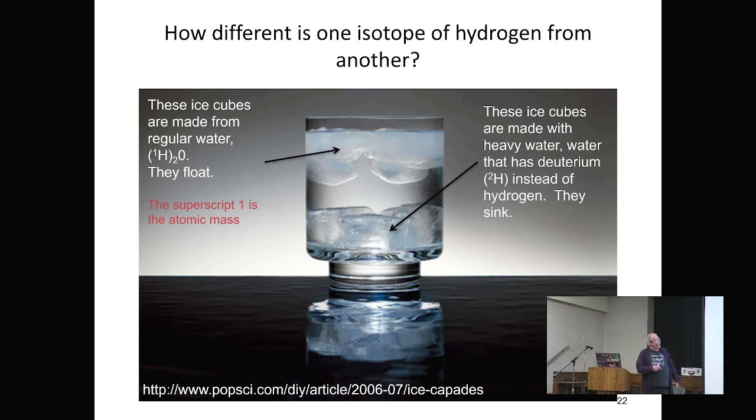If you make water out of deuterium oxide, heavy hydrogen, those ice cubes don't float in regular water. Regular ice cubes float in regular water, heavy ice cubes don't float. So there are visible macroscopic differences between elements that are different isotopes because the neutrons are weighing down the hydrogen atoms in the heavy water.